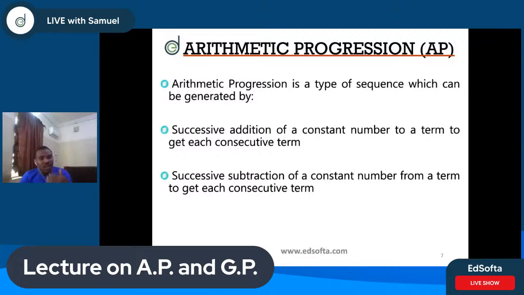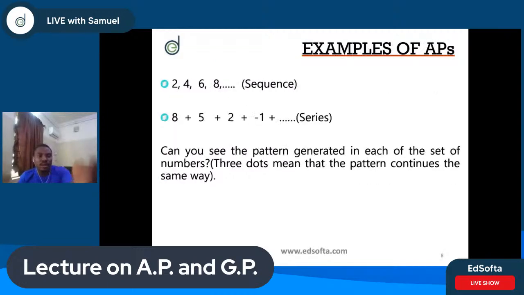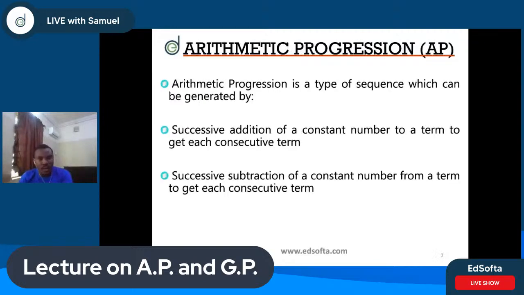So a successive addition. Look at this: 2, 4, 6, 8. You are adding 2 to 2 to give you 4. You add 2 to 4 to give you 6. You add 2 to 6 to give you 8. And you just keep going on and on. That is arithmetic progression.